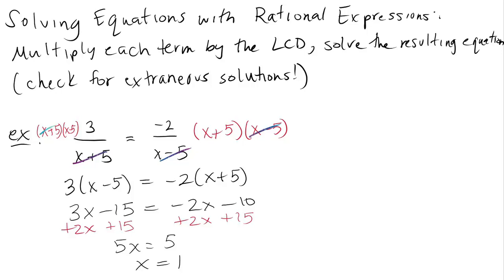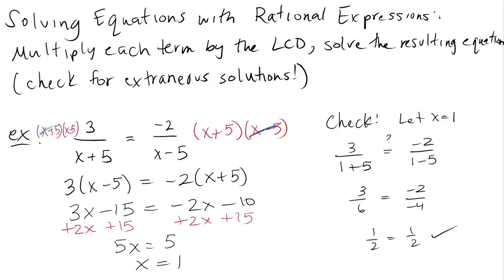Now, let me go back to the original problem here, and let me get rid of this slash through the denominators. Is 1 an allowable input? Well, 1 plus 5 is 6. That's okay. It's okay to divide by 6. 1 minus 5 is negative 4. That's okay. So as long as we didn't make any silly mistakes, that should be our solution. If you really want to check, you can write the check off to the side. You can see that if you plug in 1, you make both sides the same. So this really is a solution.